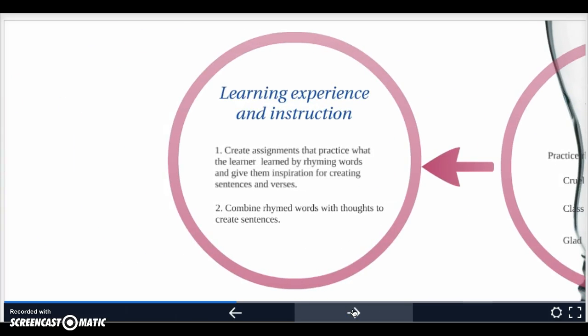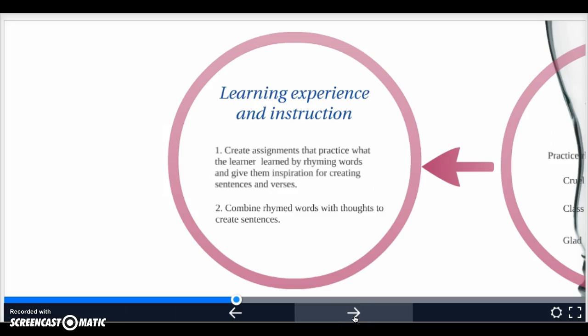And then lastly is the learning experience, the instruction. I would like to create assignments that practice what the learner learned by rhyming words and giving them inspiration for creating sentences in verse. And then the second thing is I would combine the rhymed words with thoughts to create sentences. I'm looking for a short poem here. 5 to 6 sentences could potentially work. That type of thing. So that's backward design.